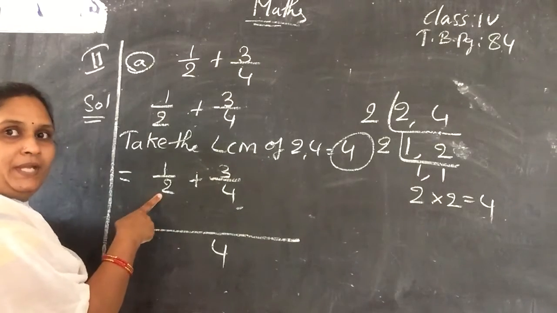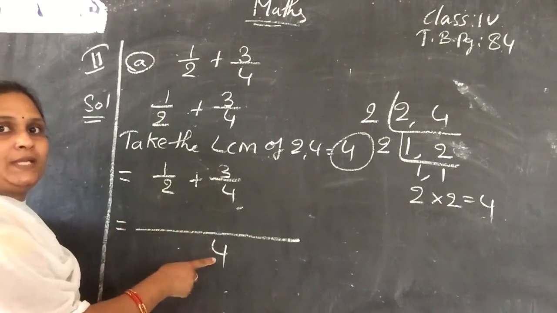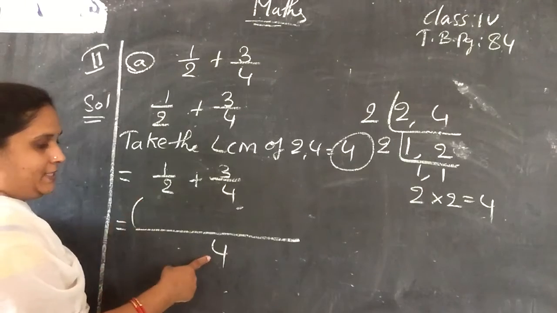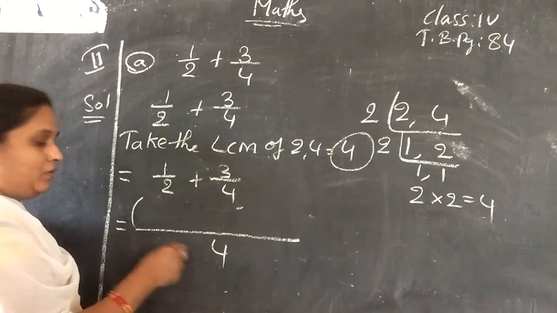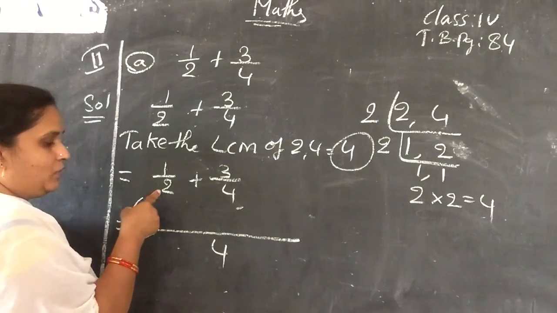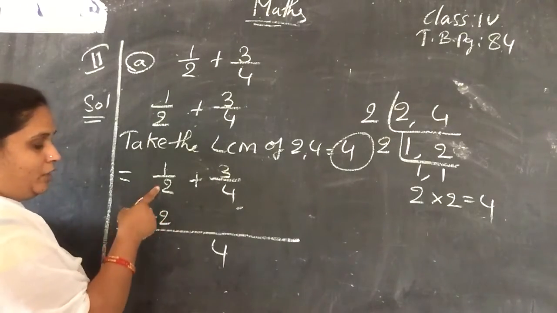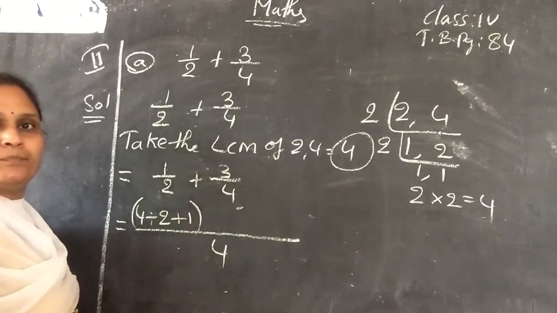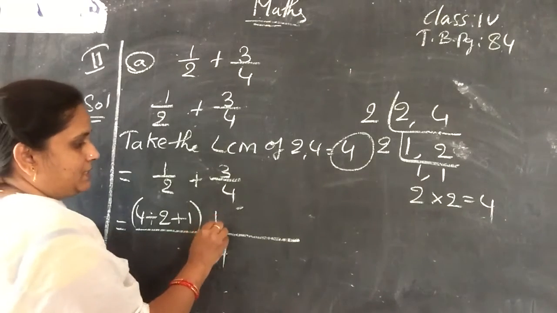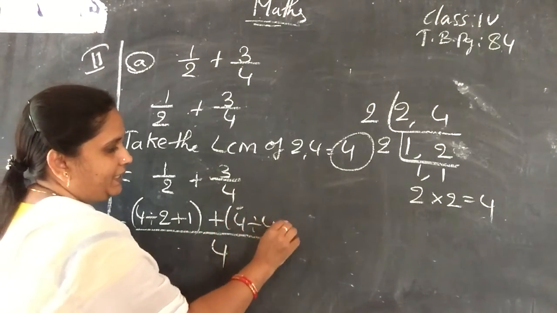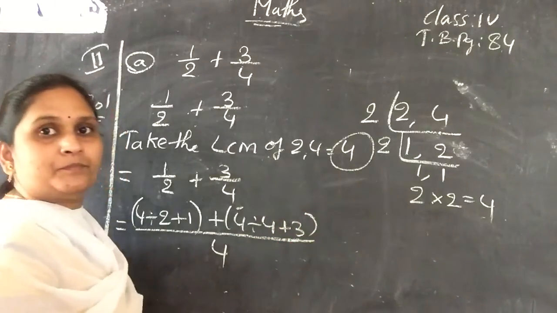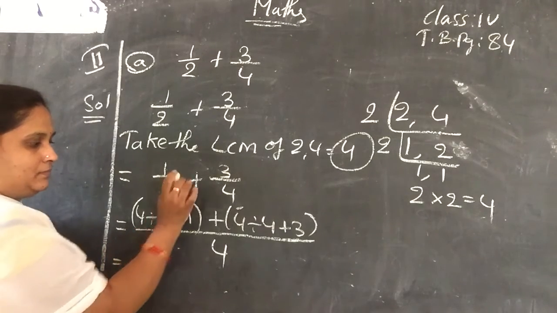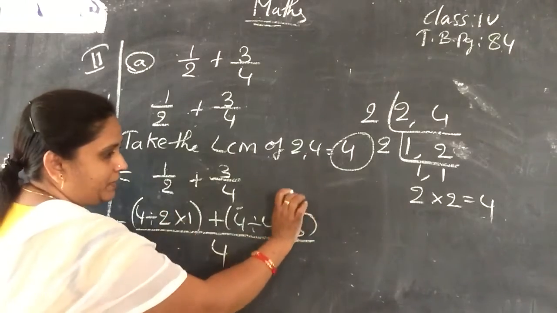Now with the denominator, the LCM, how many times to multiply, how many times to divide, that you have to find out. What is the denominator here? 4. 4 divided by, what is the denominator here? 2. Denominator divided by, into numerator. Next here also, denominator divided by, into numerator. Now 4 divided by 2, what is the answer we get, children? Not plus here, into, children, sorry. Not plus, into.